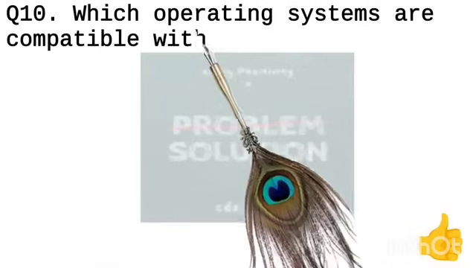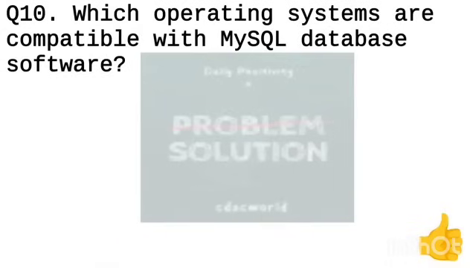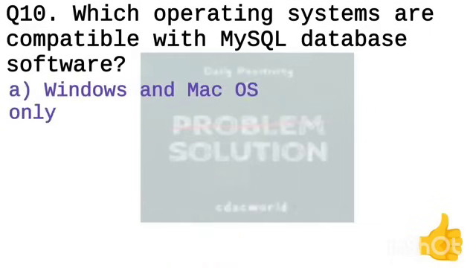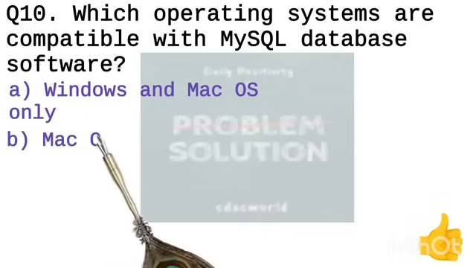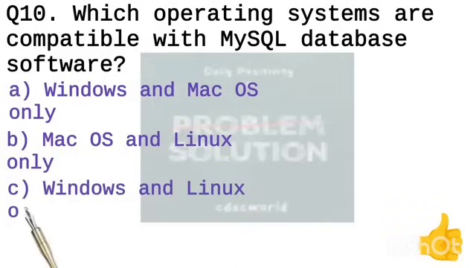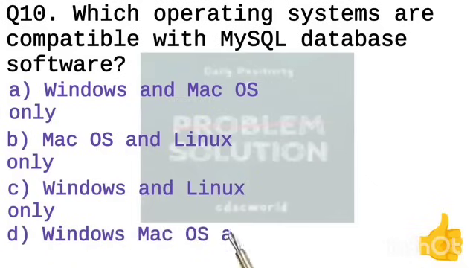Query number 10. Which operating systems are compatible with MySQL database software? Option A. Windows and Mac OS only. Option B. Mac OS and Linux only. Option C. Windows and Linux only. And option D. Windows, Mac OS and Linux.